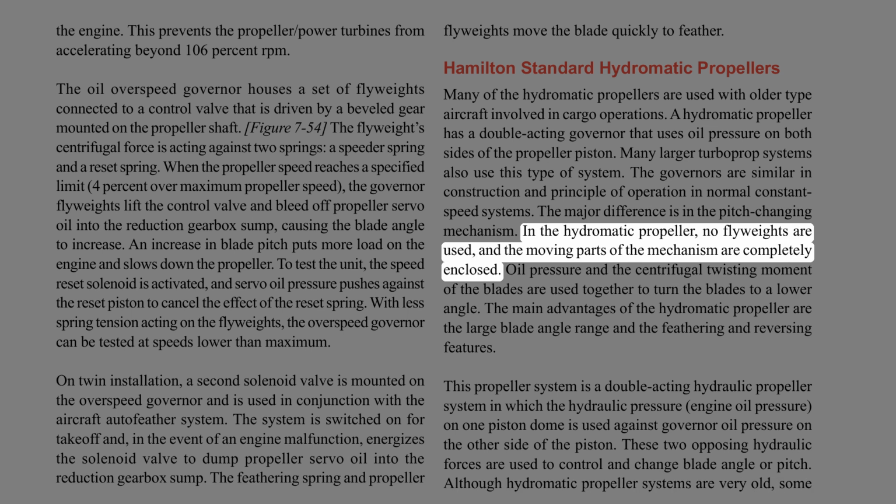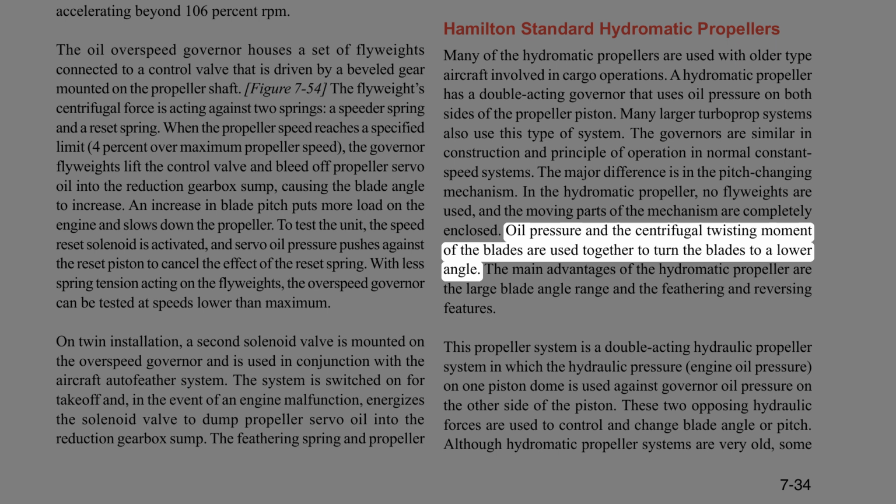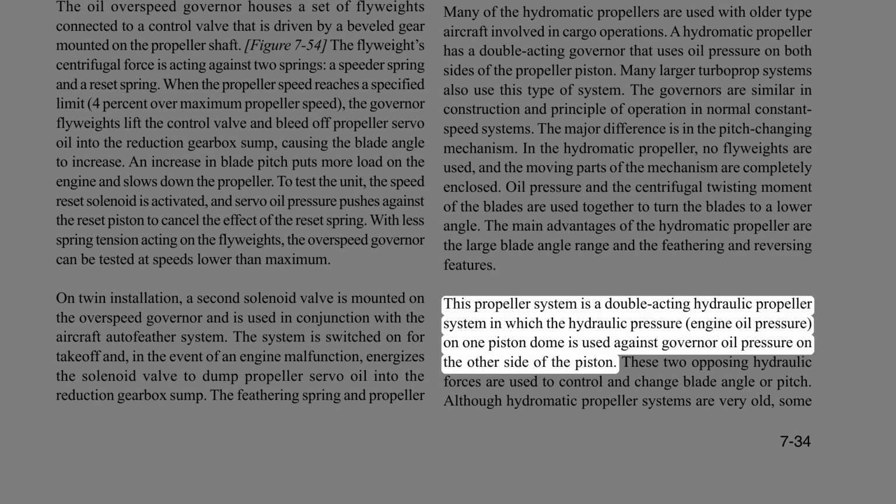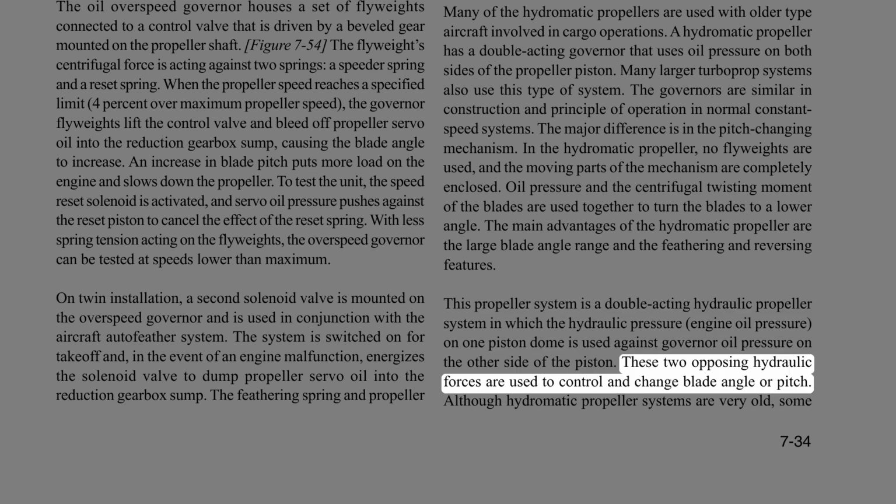In the hydromatic propeller, no flyweights are used, and the moving parts of the mechanism are completely enclosed. Oil pressure and the centrifugal twisting moment of the blades are used together to turn the blades to a lower angle. The main advantages of the hydromatic propeller are the large blade angle range and the feathering and reversing features. This propeller system is a double-acting hydraulic propeller system in which the hydraulic pressure, engine oil pressure, on one piston dome is used against governor oil pressure on the other side of the piston. These two opposing hydraulic forces are used to control and change blade angle or pitch.